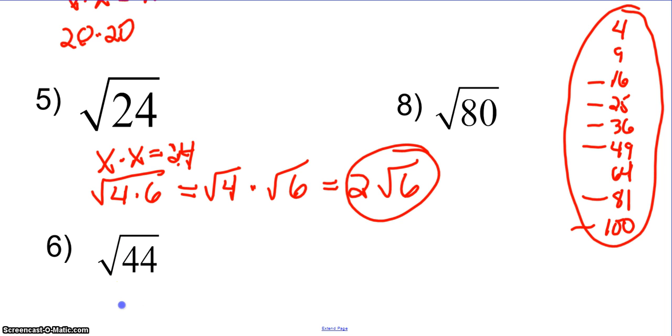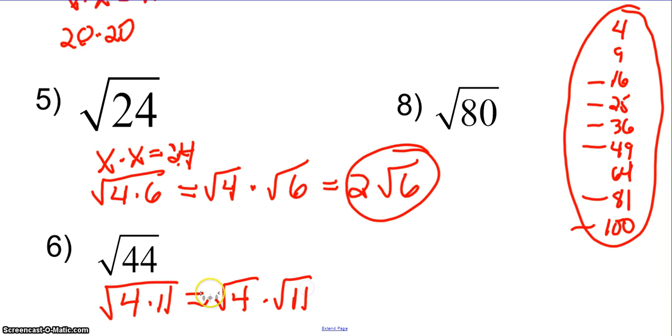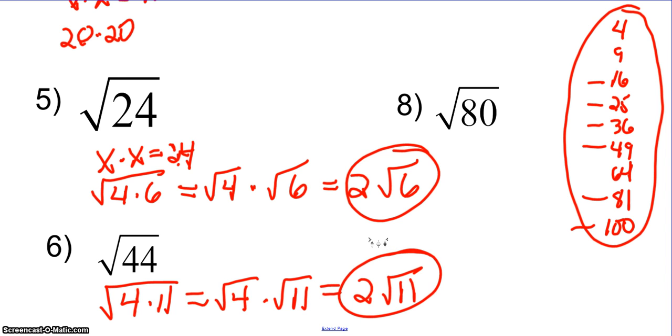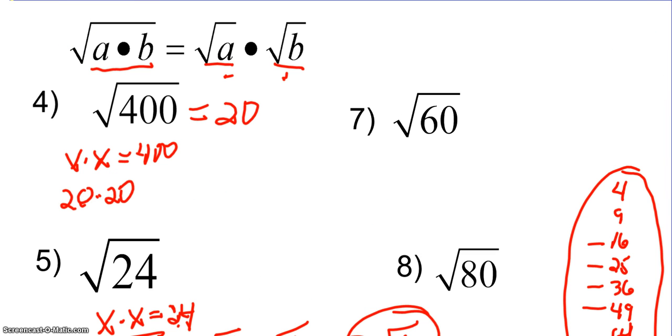44. Well, this is 4 times 11. All right, so you notice I'm just rewriting the radicand. The radical stays the same, but I'm just rewriting what's inside. All right, so now I can pull it apart. Well, we know the square root of 4 is 2, and then we have the square root of 11. And we're done.